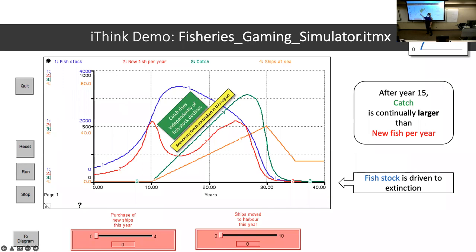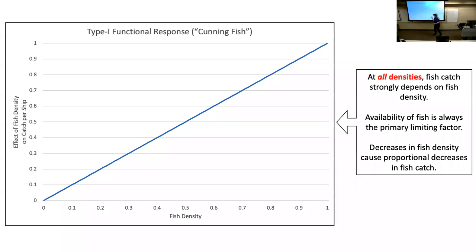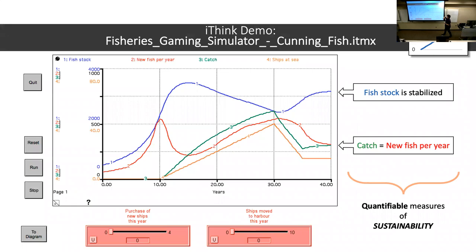So what's cool about this is we can say, well, what if we had cunning fish? Now again, how do we get cunning fish? That's another question. That kind of pushes the question, but that's a more manageable question for policymakers. And so now we know that even at small declines in density, you'll actually get that regulation in the catch per ship. If we implement that, the exact same model, just with that different functional response implemented, then we actually get a sustainable outcome.